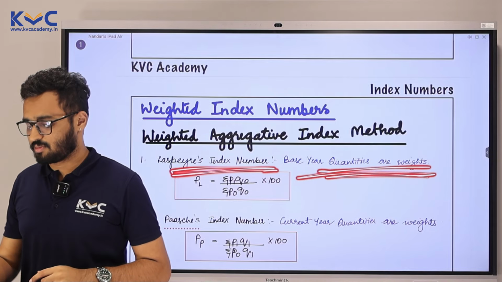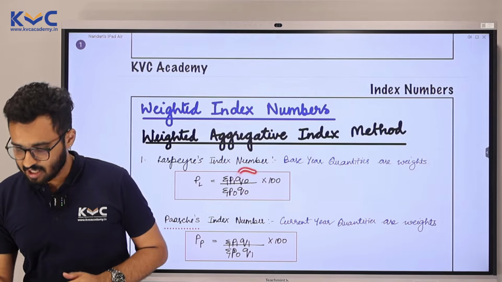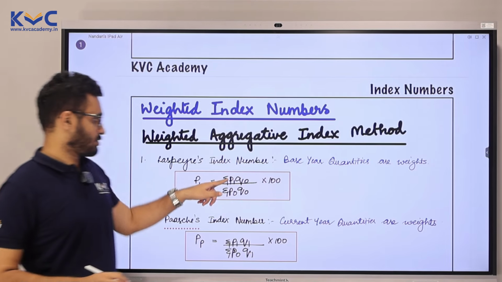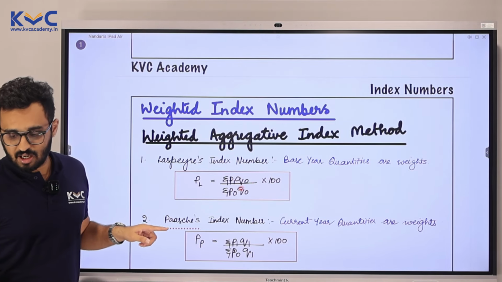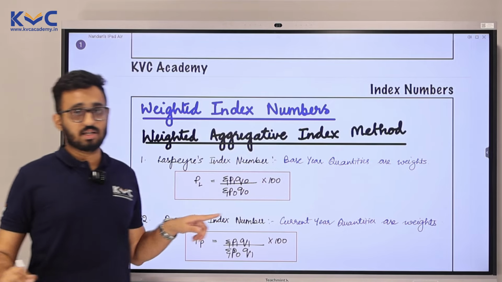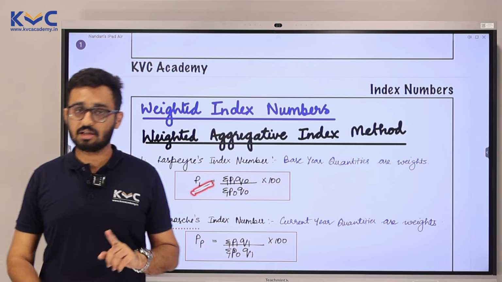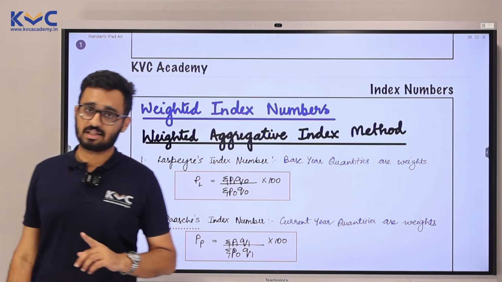Understood? Summation P1 into Q0 divided by summation P0 into Q0 into 100 gives you Laspeyre. So just remember base year quantities are the weights. So both in the numerator and denominator we are taking base year quantities as the weights and calculating the price index. Understood? Next we have Paasche's index number.